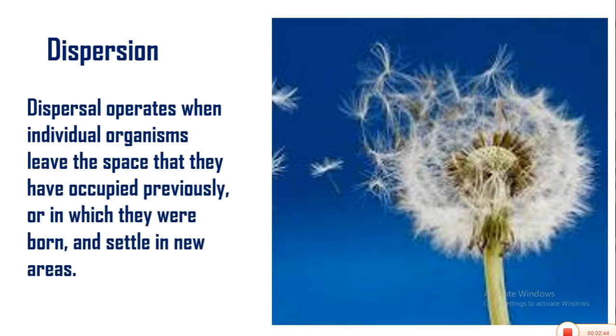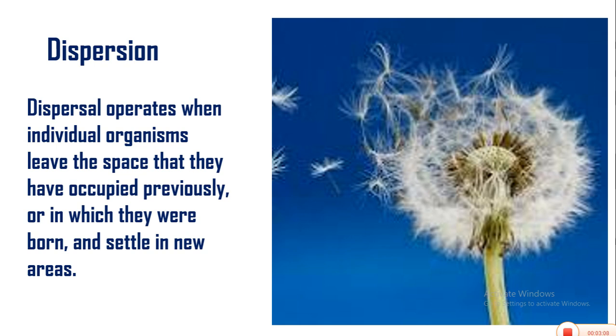Now let's look at another factor, dispersion. Dispersion occurs when an individual organism leaves the space that they have occupied previously, or in which they were born, and settles in a new area. That's dispersion. When an organism leaves the space where they were staying before, or the place where they were born, and moves into a new place, settles into a new place, that's dispersion.